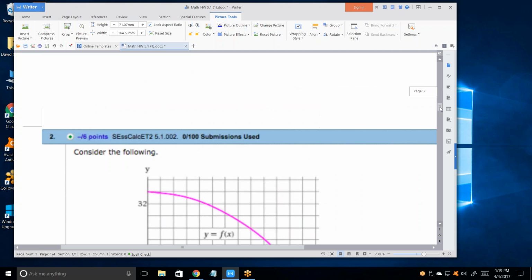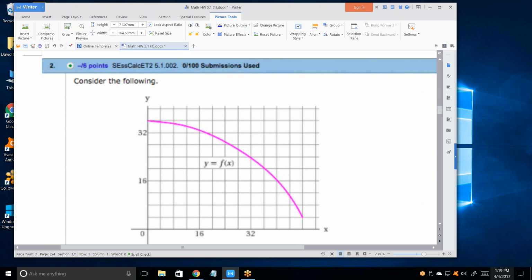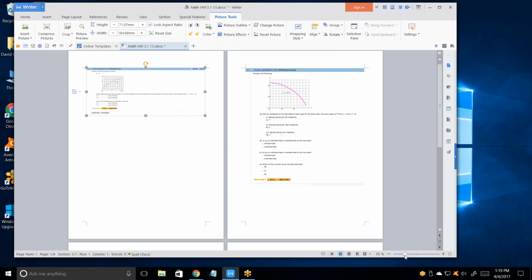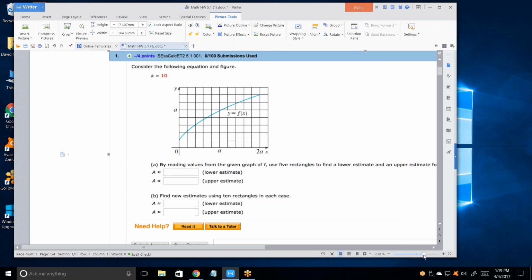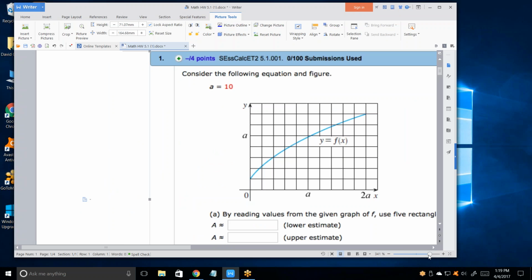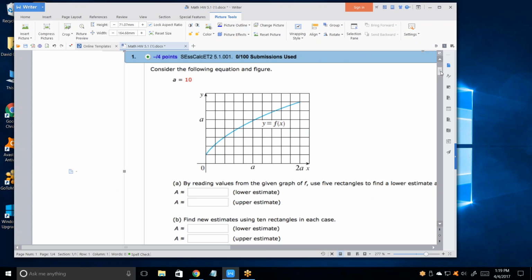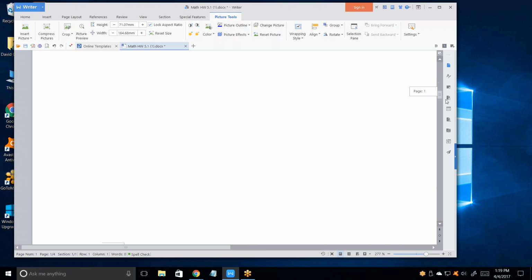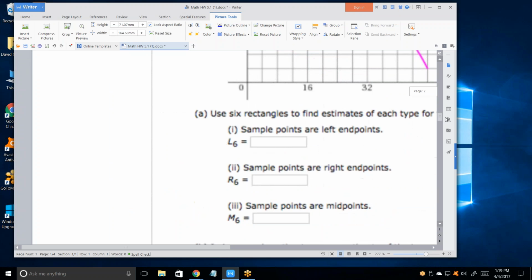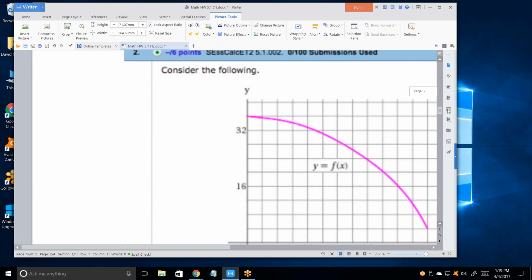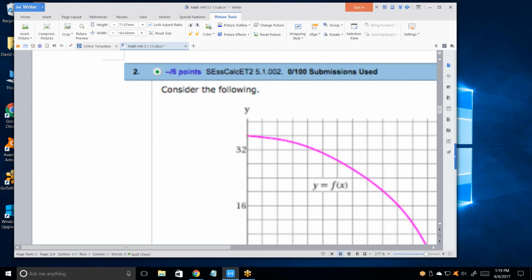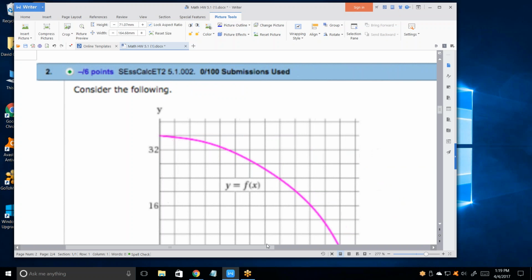Is this the next problem? Yes. Let me sharpen that up a little bit. That focus was not the best. Oh, that's still the first one. Oh, yeah, there we go. Notice how it's a little blurry? I think it's because I had to zoom out. It's because of the screenshot I took.